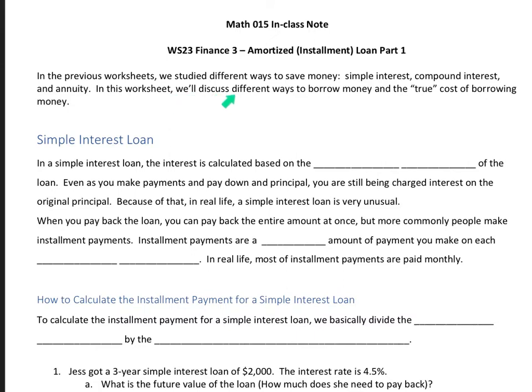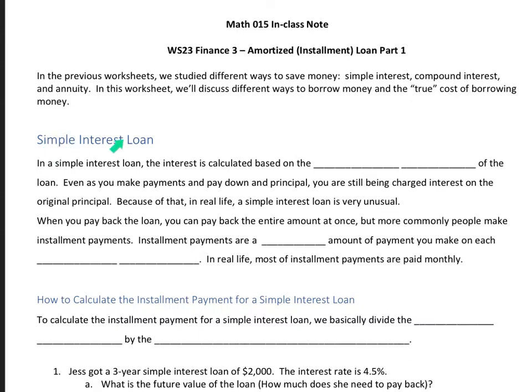In this worksheet, we'll discuss different ways to borrow money and the true cost of borrowing money. Again, we know that when you borrow money, because of interest, you end up paying more. So we'll compare, if you borrow $100, how much do I end up paying for it? So we'll talk about that.